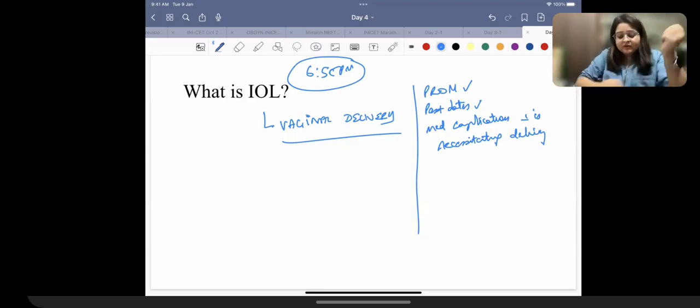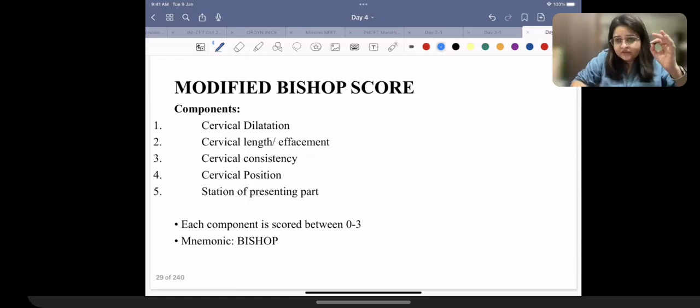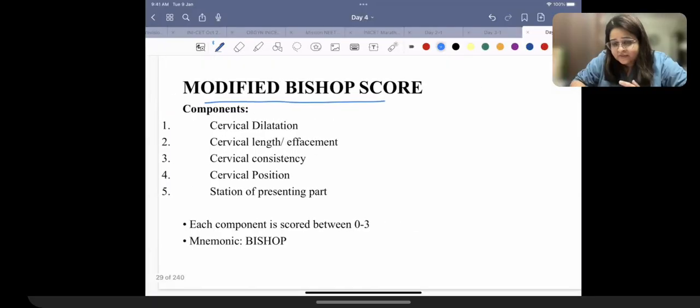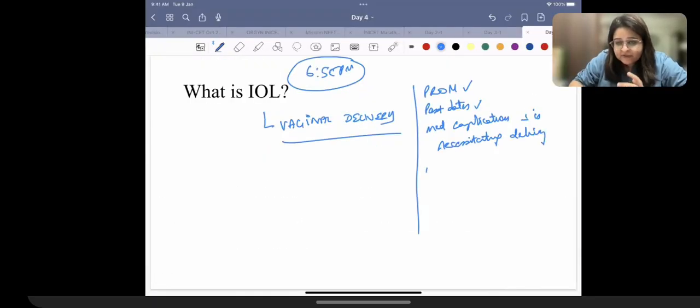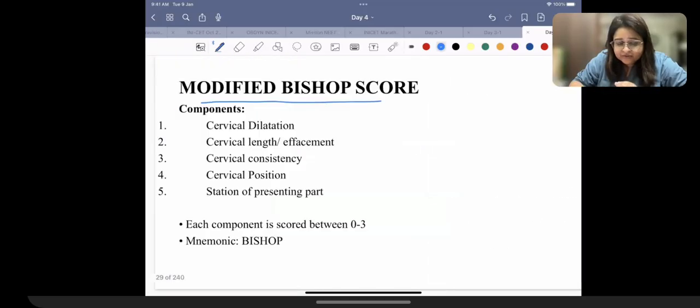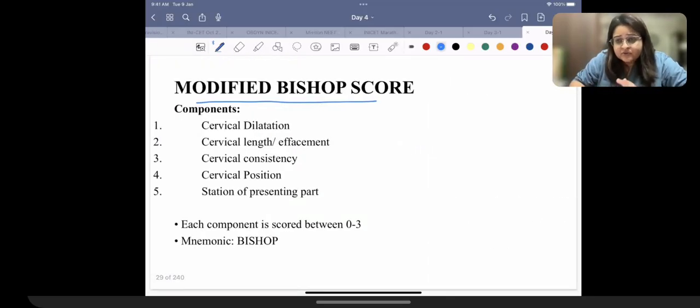Okay. Now coming to the first of all, we'll discuss the Bishop score, the modified Bishop score. Then we'll discuss the different methods of induction of labor. So what is a modified Bishop score? So whenever we are planning to induce labor, yes, also maternal request. Okay, maternal request, the patient wants that my delivery happens today, so you plan induction accordingly. Now, what is the modified Bishop score?